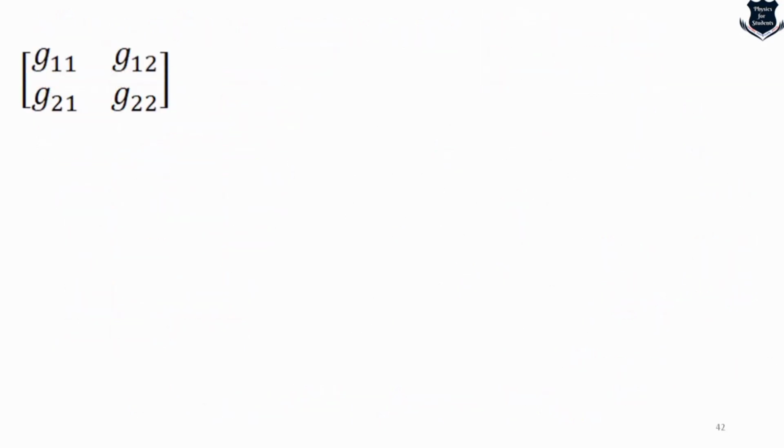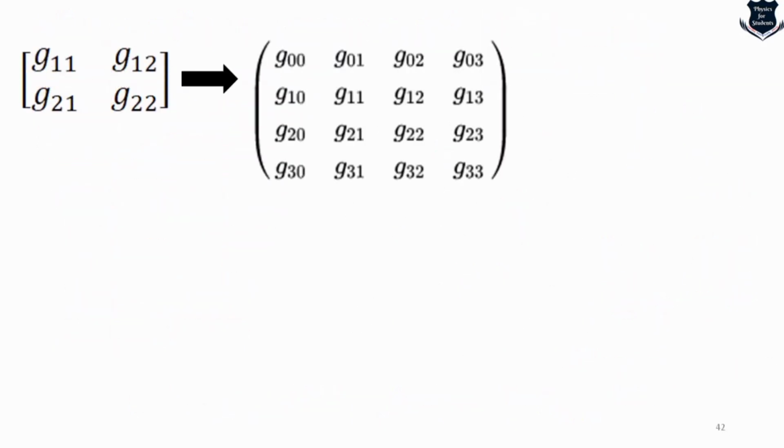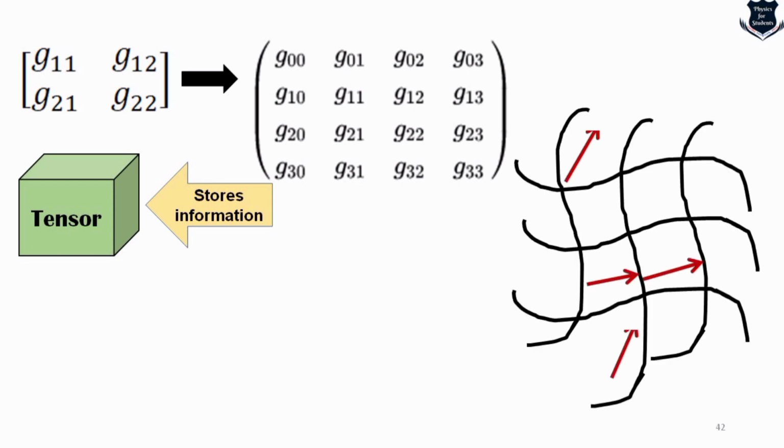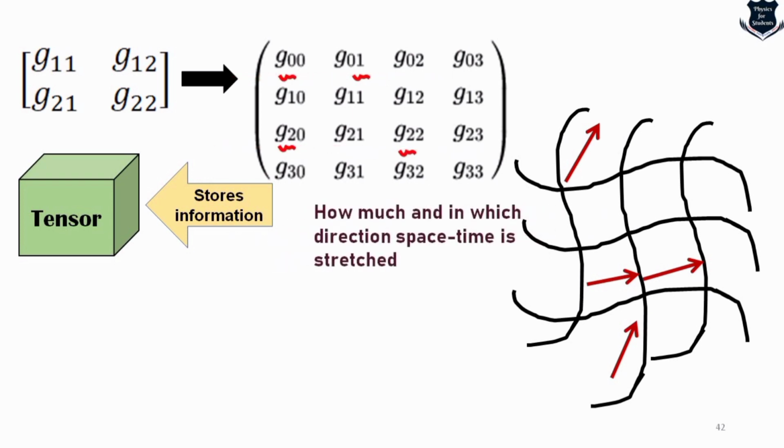So far so good. This is actually what the metric tensor looks like, right? This is what the metric tensor actually looks like. So we get these values over there, and that is actually stored in a tensor. So we get those lines, and you see the arrows. So these are the stretching information, in which direction the curvature is. So it shows how much and in which direction the space-time is stretched. It is stored in a tensor.